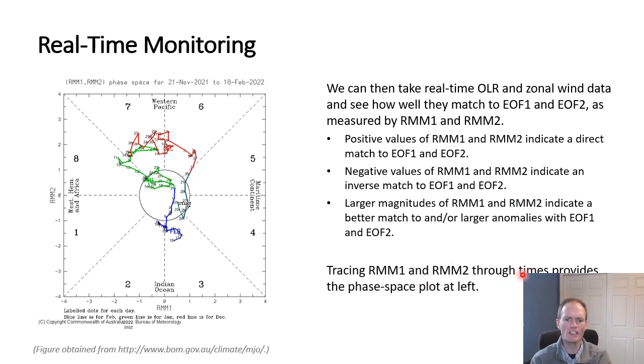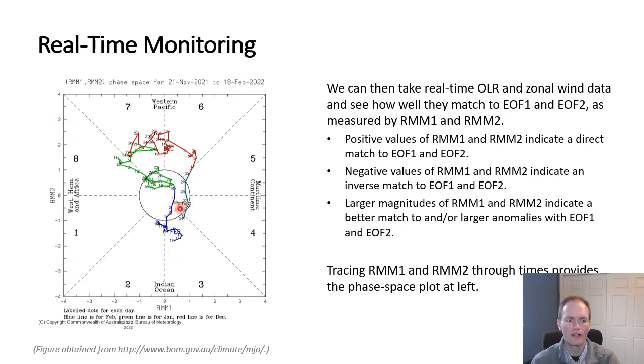So tracing these through time provides the phase space plot here at left. So this is from November 21st, 2021 through February 18th, 2022. And it starts here where it's labeled start with the dark green line here in the middle of the circle. So this indicates a small value of RMM1, which is along the x-axis, and a small value of RMM2, which is along the y-axis.